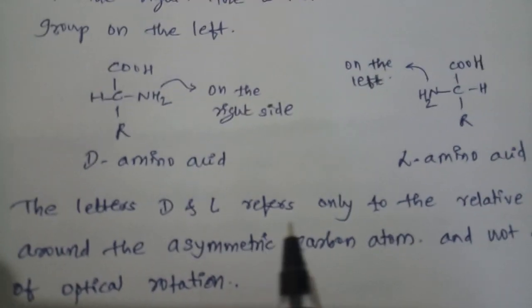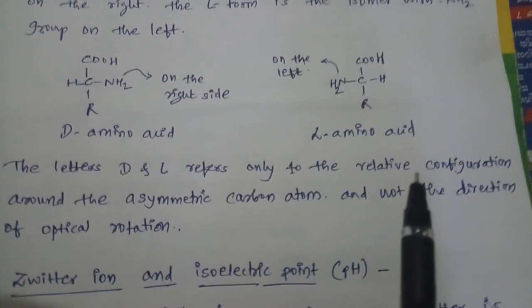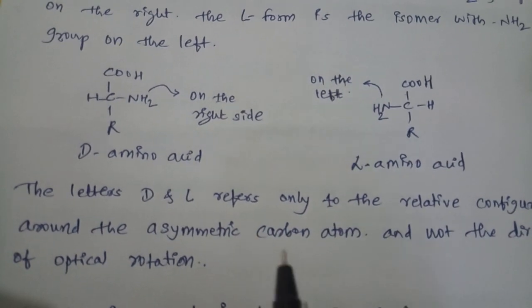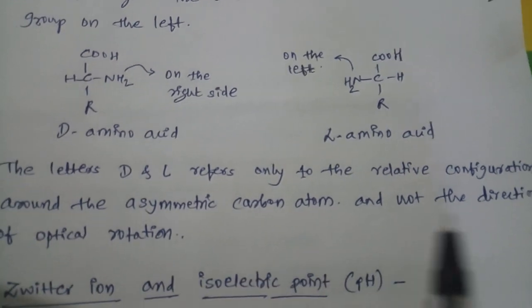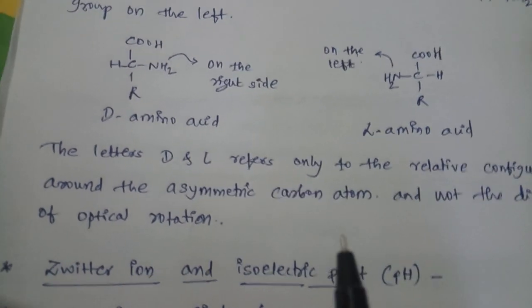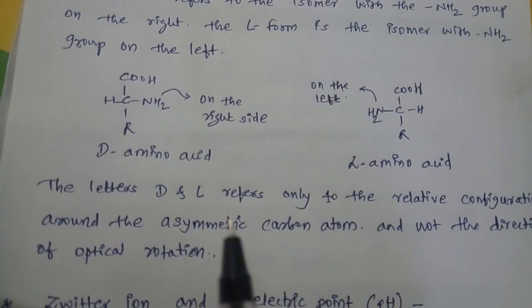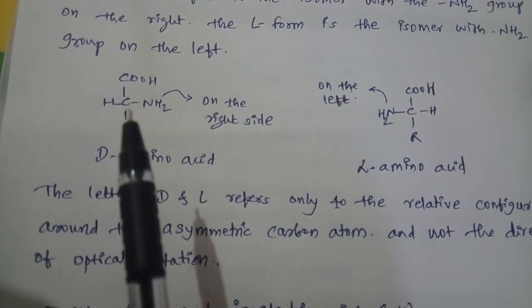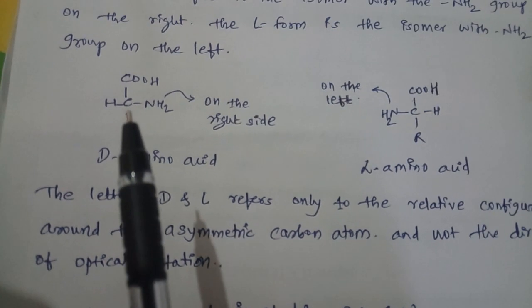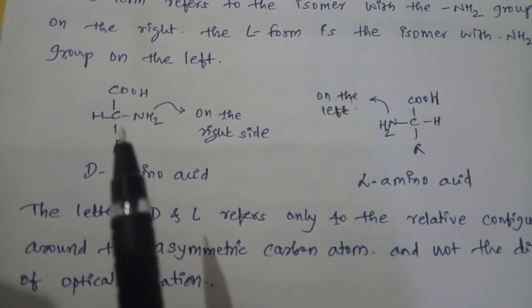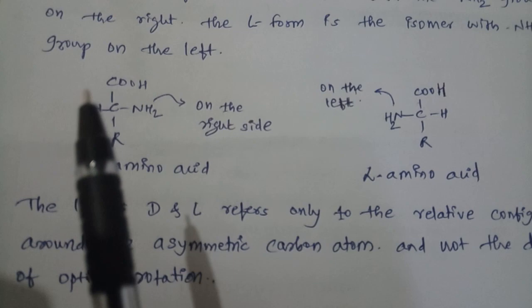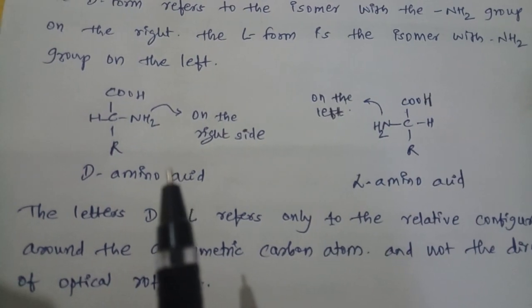The letters D and L refer only to the relative configuration around the asymmetric carbon atom and not the direction of optical rotation. These are the relative configurations of the amino acids' asymmetric carbon atom. This is the asymmetric carbon atom, also called a chiral carbon atom. Why? Because all four different substituents are attached to this same carbon atom.